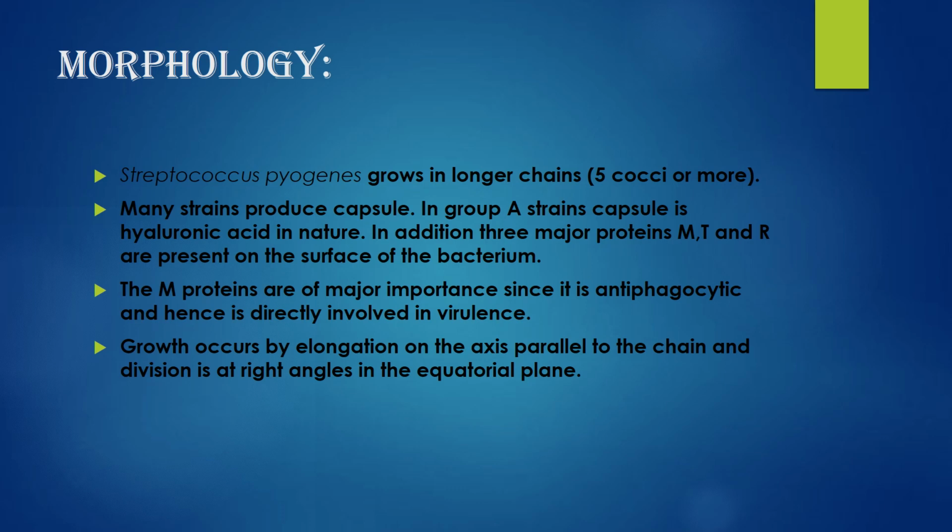How does the growth of this bacteria occur? The growth occurs by elongation on the axis of the bacteria parallel to the chain, and the division takes place at right angles at the equatorial plane. They can also divide asexually by binary fission or they can divide sexually by forming gametes.